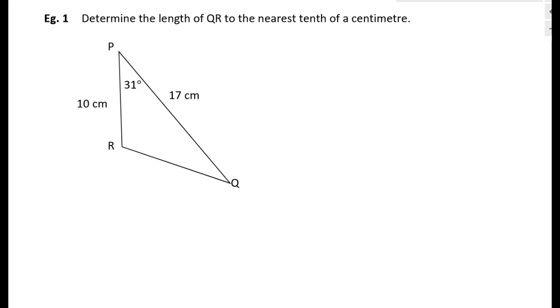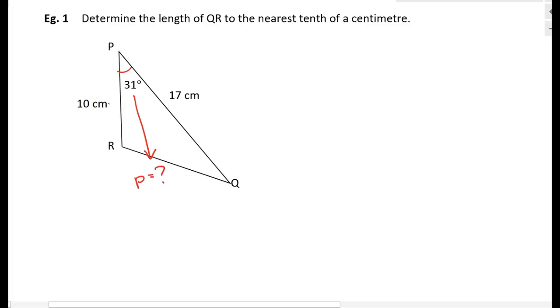So let's look at our first example. Determine the length of QR to the nearest tenth of a centimeter. Where is QR? QR is right here, also known as side lowercase p. So again, we're solving for the side opposite our angle.